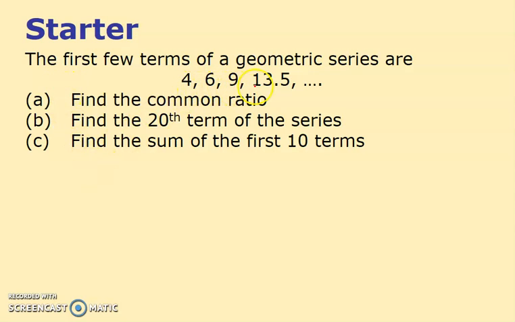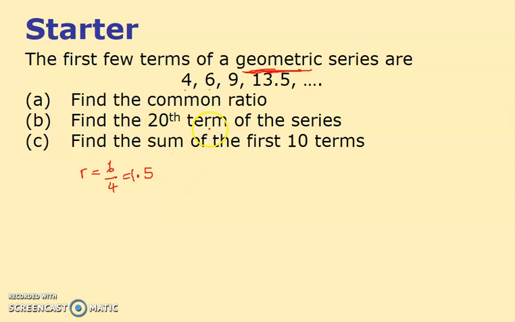Let's have a look at this. So we've got 4, 6, 9. It does tell me in the question it's a geometric series, so it's not surprising they say to me find the common ratio, and I've already shown you that you find the common ratio by doing one term divided by any other. So I could do 6 divided by 4, I could do 13.5 divided by 9, as long as you do consecutive terms. And if you do that, you get 1.5.